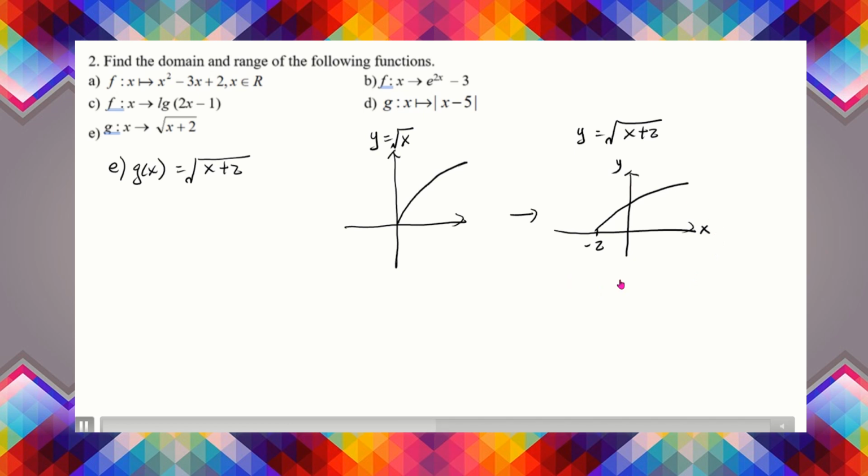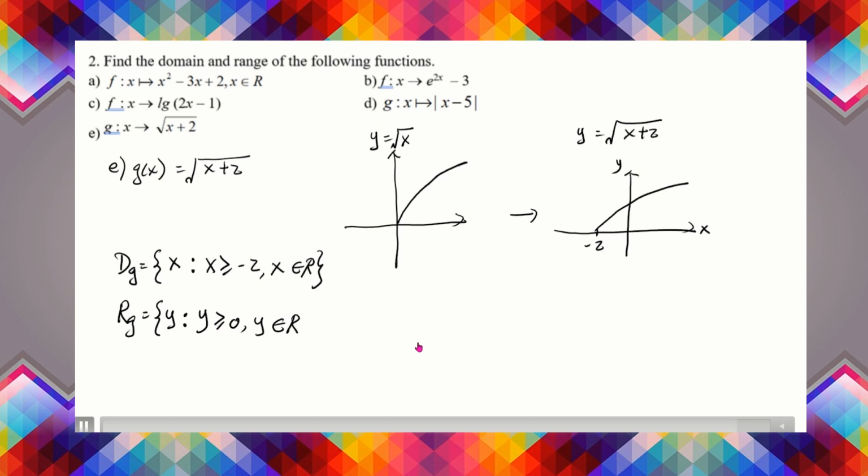After sketching the graph, now we can find the domain. Imagine you draw all the vertical straight lines. For the vertical straight lines on the left of negative 2, we won't intersect any graph. From negative 2 onwards, the vertical straight lines will intersect the graph. So the domain is x greater than or equal to negative 2. As for the range, the horizontal straight lines will intersect the curve on top of the x-axis. Below the x-axis, there is no intersection. So the range is y greater than or equal to 0.